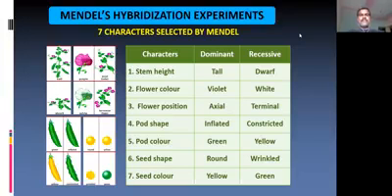Repeat once again. The 7 characters selected by Mendel are: stem height, dominant was tall, recessive was dwarf. Flower color, dominant was violet, recessive was white. Flower position, dominant was axial, recessive was terminal.